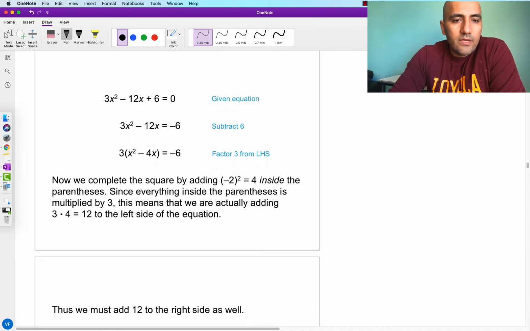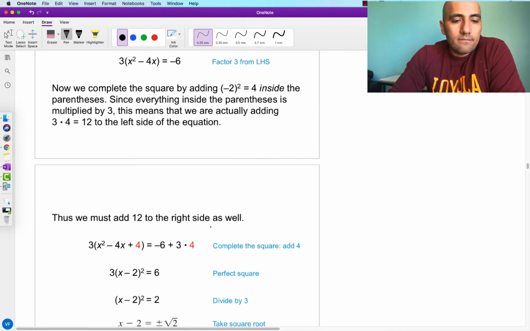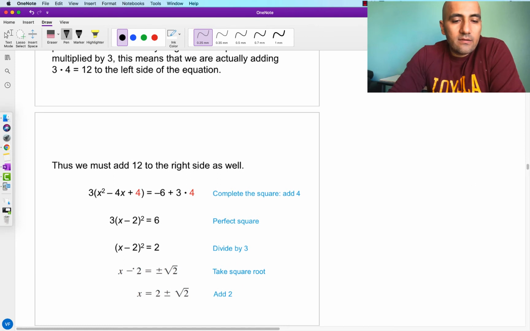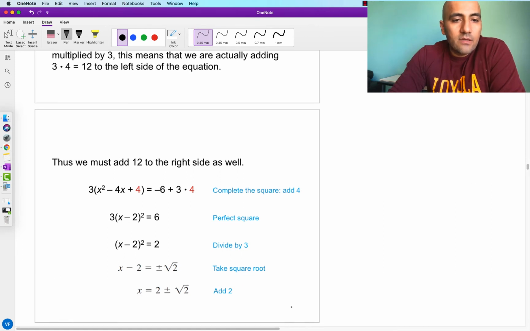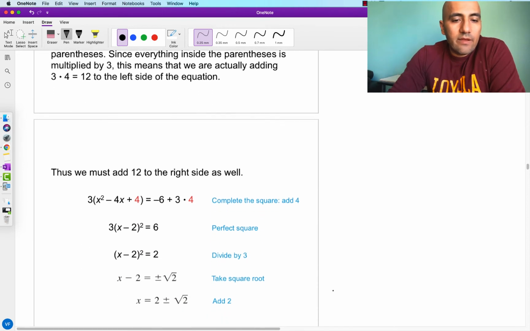See what the author did. The author moved the 6 over to the other side first, factored out the 3. Then we added 4 to both sides, found that perfect square trinomial, and was able to break that down into there. Okay, so we got the same answer. Maybe went about it in a slightly different way, but very, very similar.